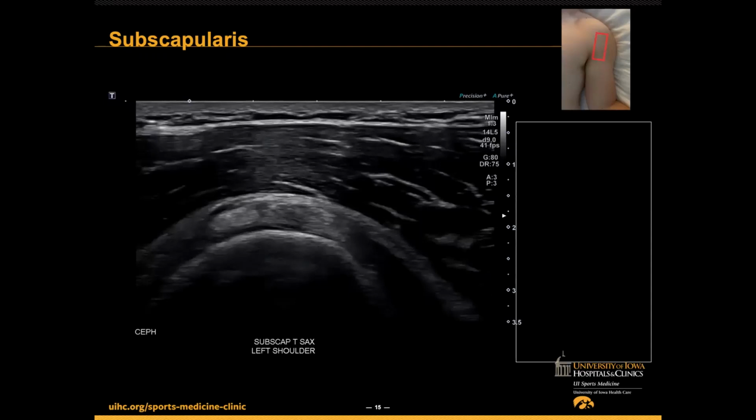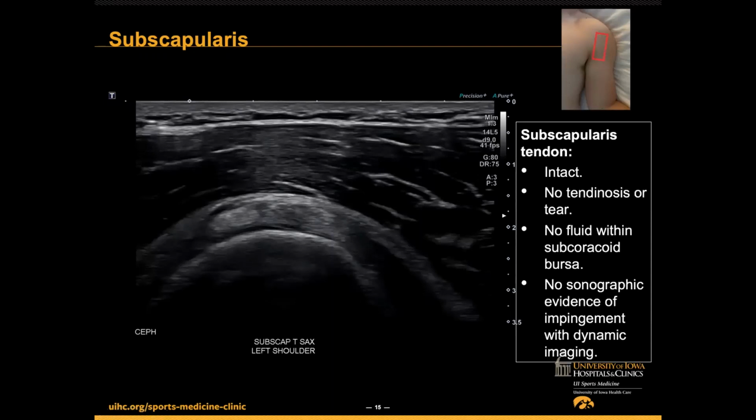It is important to note that this tendon in particular can have these little hypoechoic areas in it, and that's because the tendon itself is made up of several slips with some interdigitating muscle in between. So this is a normal appearing tendon with no evidence of tendinosis or tearing. So for our report, we're going to say that the subscapularis is intact with no tendinosis or tear, no fluid in the subcoracoid bursa, and no sonographic evidence of impingement with dynamic imaging.